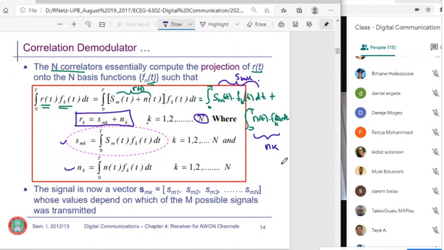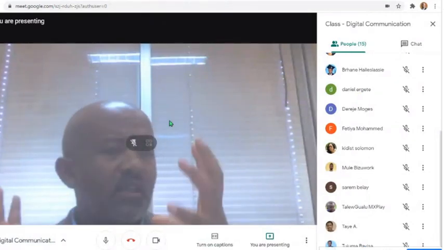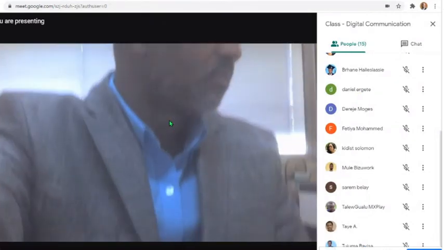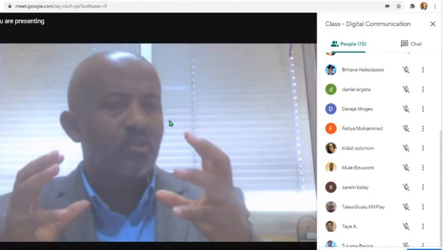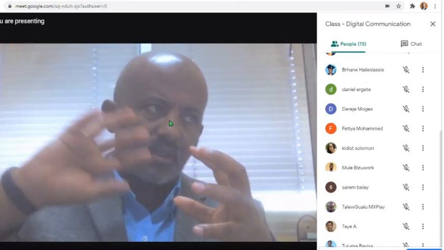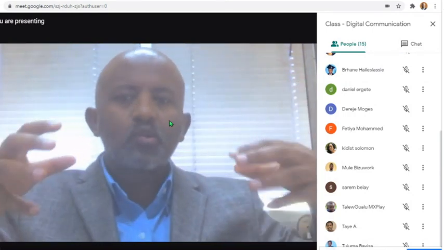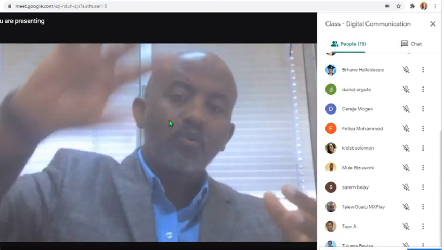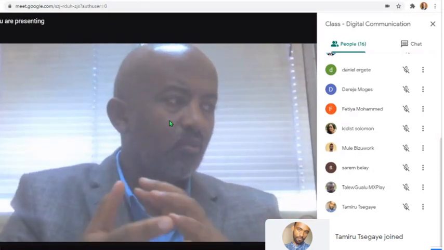I think one way, of course, n_k is the part of the noise which is correlated to the basis function. So let's look here: your noise space will collect in a direction all the time. The basis function will be correlated with a part of the noise, so the correlated part appears at the output of the correlator.